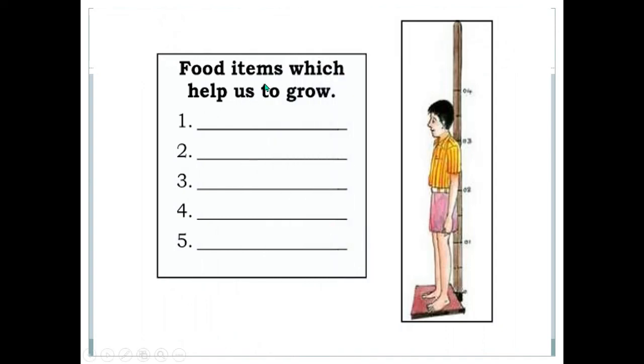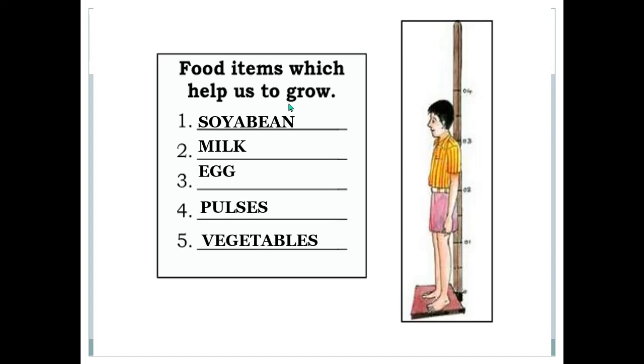Okay, now let's see about the food items which help us to grow. There are many food items which help us to grow. Some of the food items are soya bean, milk, egg, pulses, vegetables. Here you can see the boy. They are measuring the height of this boy. Yes, if we want to grow, we have to eat the food items which help us to grow, such as soya bean, milk, egg, pulses, vegetables, fruits, etc.